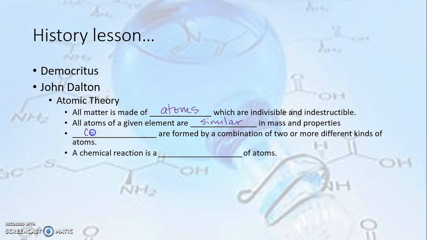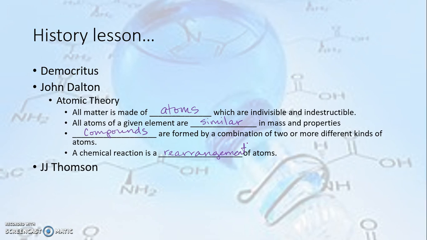He said that compounds are formed by combinations of two or more different kinds of atoms, and in a chemical reaction, the only thing that's happening is a rearrangement of atoms. So this is his theory, based on different research and work that was done by different scientists before him.